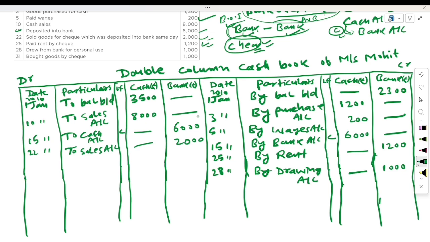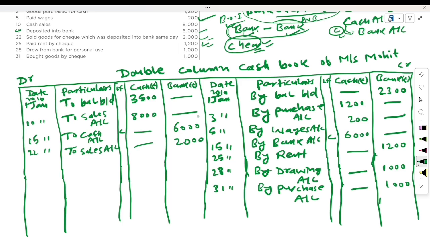Bought goods by check. How much? 1,000. You are purchasing goods. How much? 1,000. We will write here by purchase account. How much amount is here? 1,000.